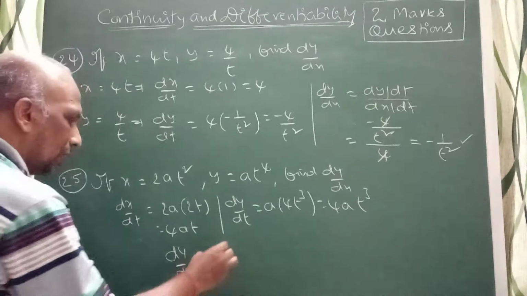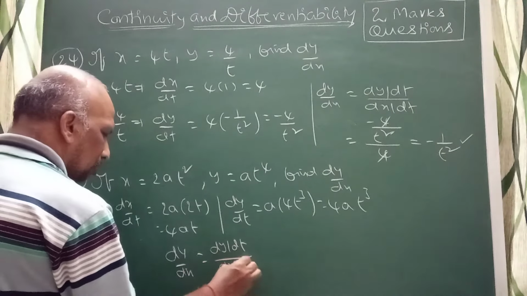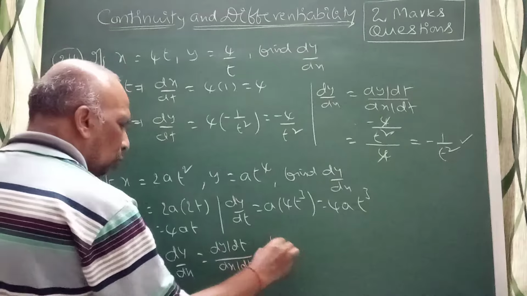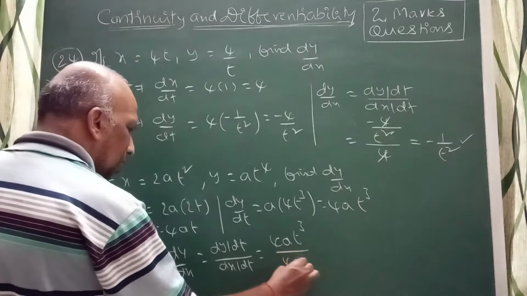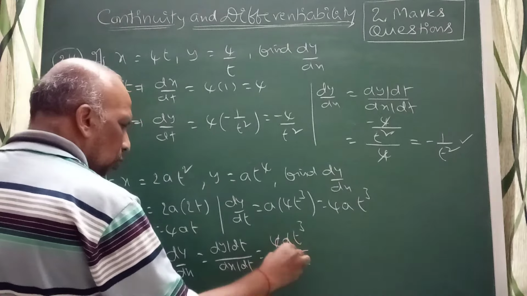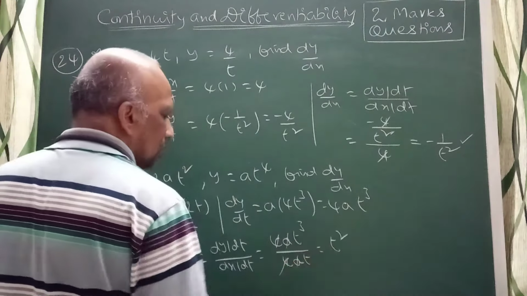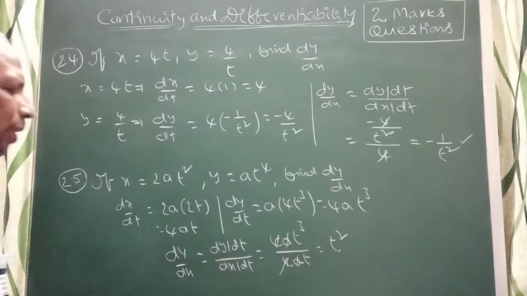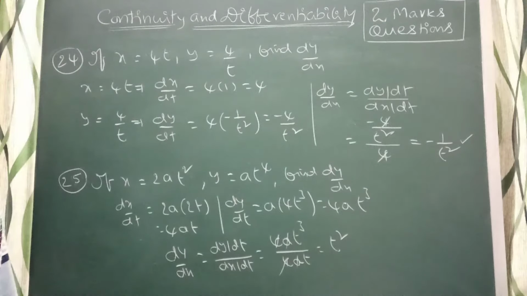Then I want dy by dx. Always dy by dt by dx by dt. So this one, 4at cube by 4at. 4 gets cancelled, right? T will get cancelled, the result will be t square, right? Dy by dx is equal to t square we will get. We'll solve the next problem now.